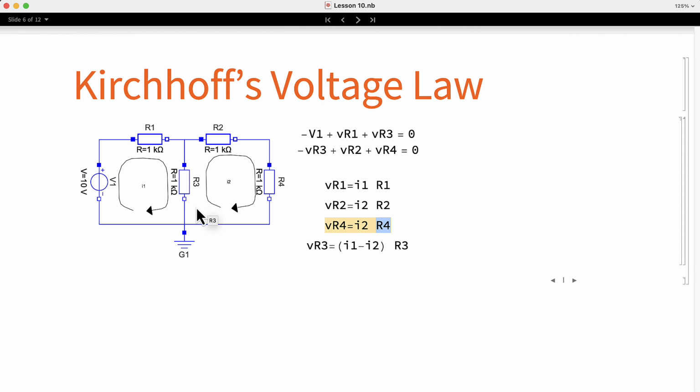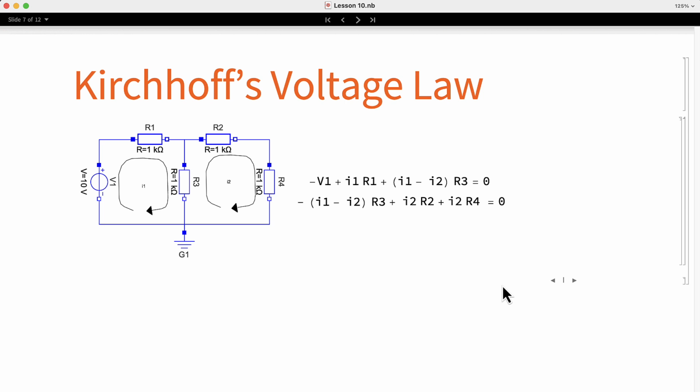The only special case is this one, resistor 3, where we can see that we have two currents flowing through this resistor, I1 and I2. If you remember, I1 flows from the positive terminal to the negative, while I2 flows from the negative to the positive. So the effective current flowing through R3 is I1 minus I2, and we multiply that by the value R3.